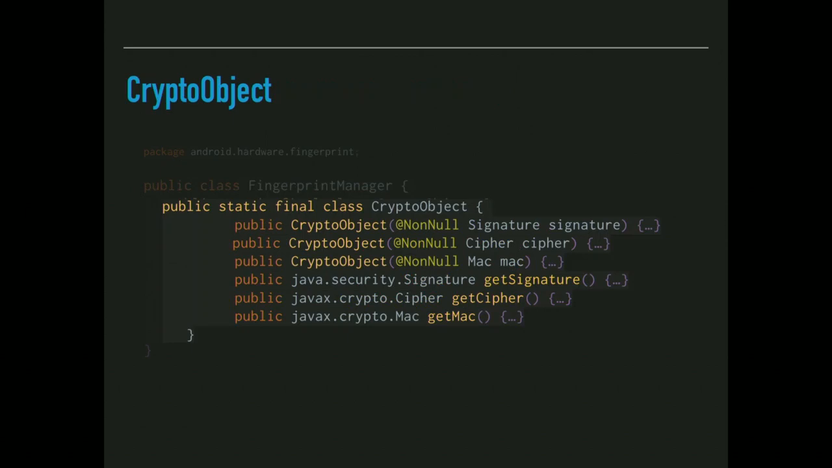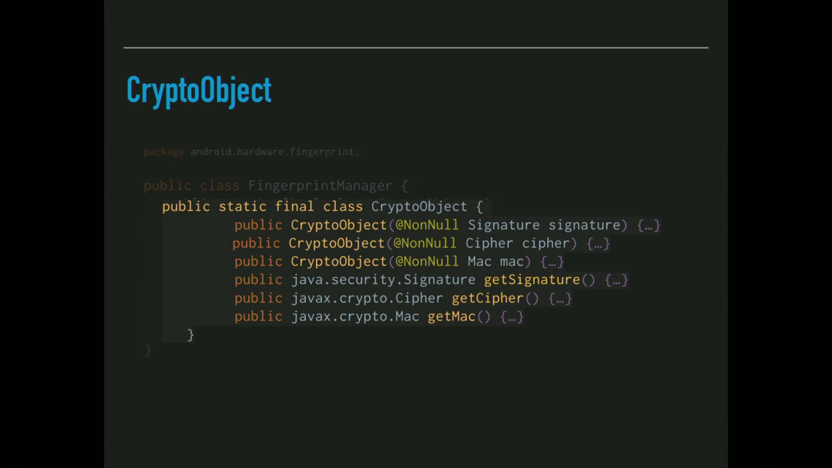And again, the crypto object is a wrapper, so the authentication result is just a wrapper around the crypto object. The crypto object is a wrapper around either signature, cipher, or MAC. And we'll talk a bit more later about how you create these objects to wrap with the crypto object.